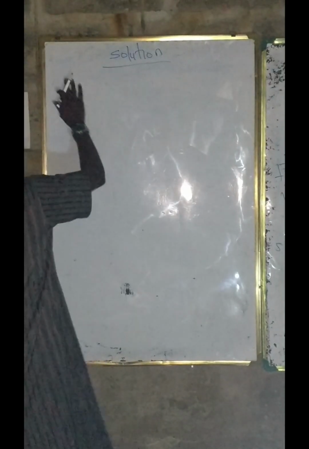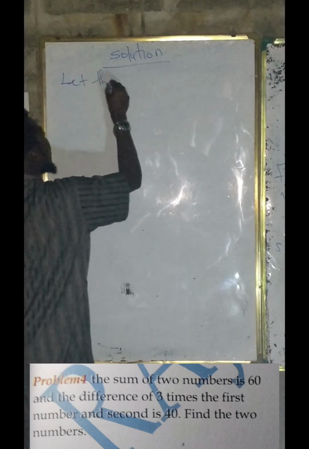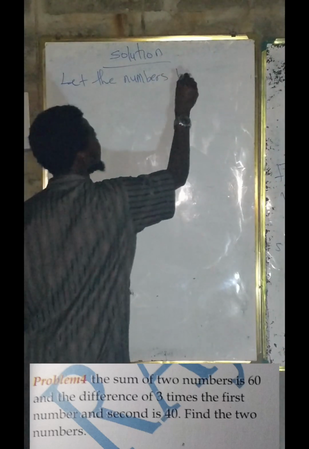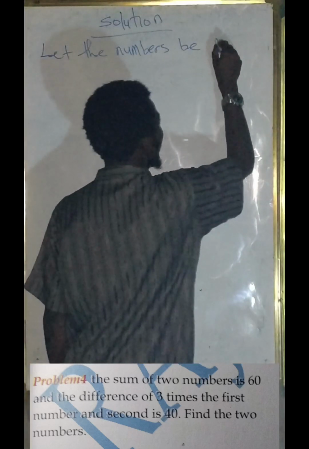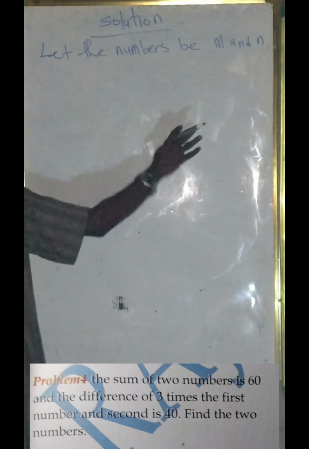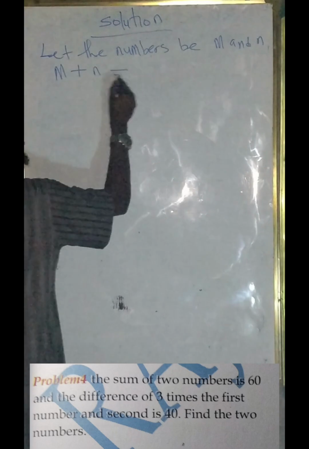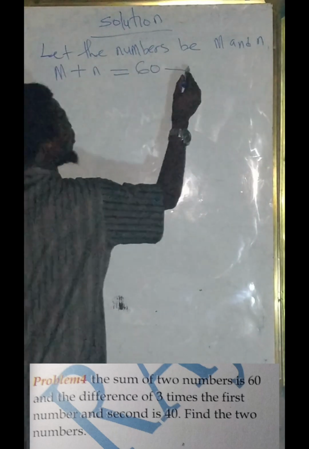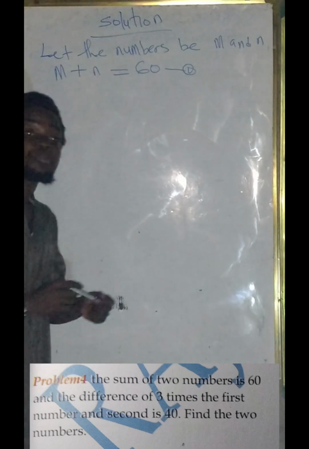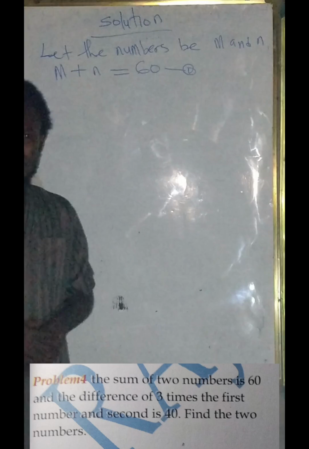Now, the sum of two numbers is 60. Let the numbers be M and N. M plus N is equal to 60. Call this equation 1. And the difference is 3 times the first number. Difference means we subtract. Three times the first number, the first number is M.